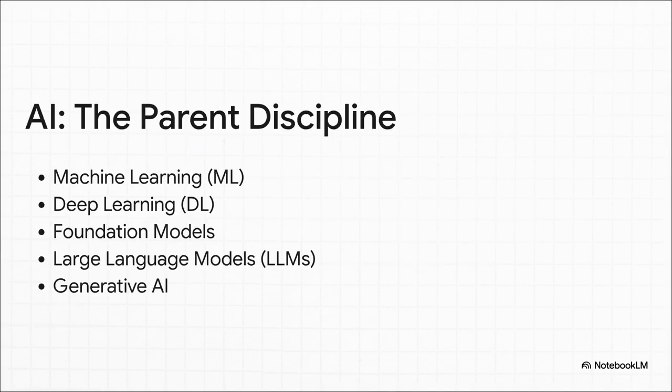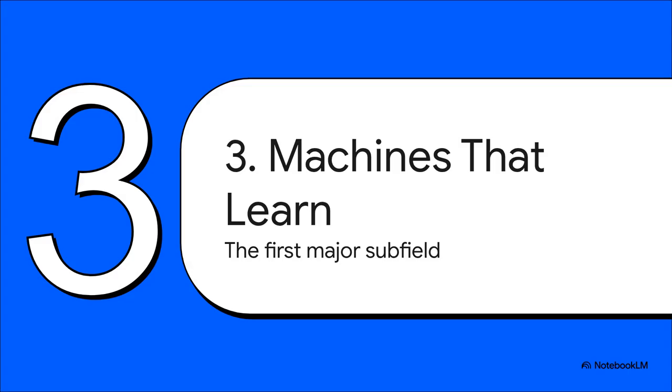So like I said, just think of AI as that giant umbrella. Every other term we're going to discuss, machine learning, LLMs, all of it, fits neatly right underneath it as a specialized subfield. Now, let's zoom in a little bit. Underneath that big AI umbrella, we find our first major subfield, machine learning. And really, this is the most dominant approach to achieving AI today.